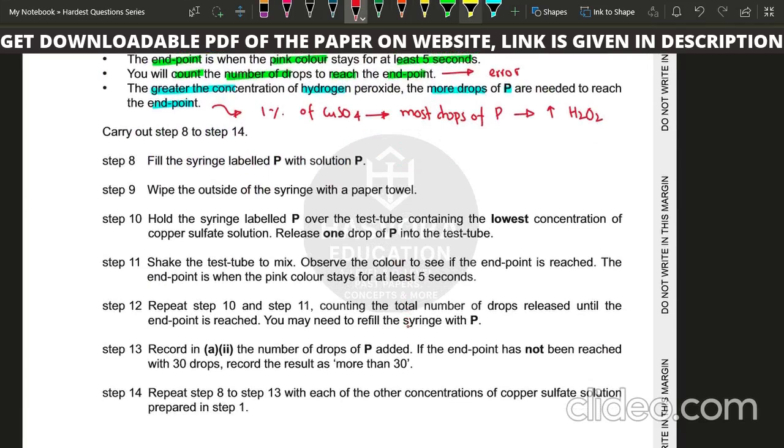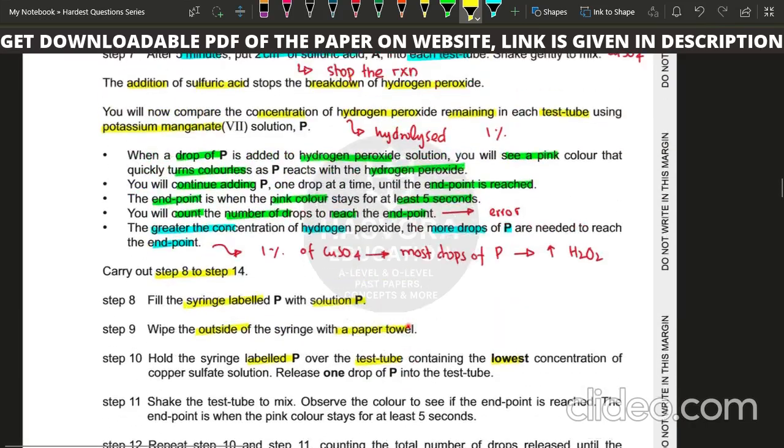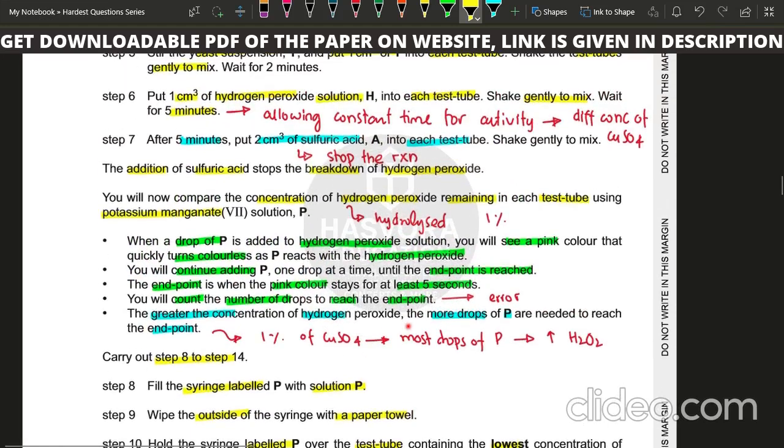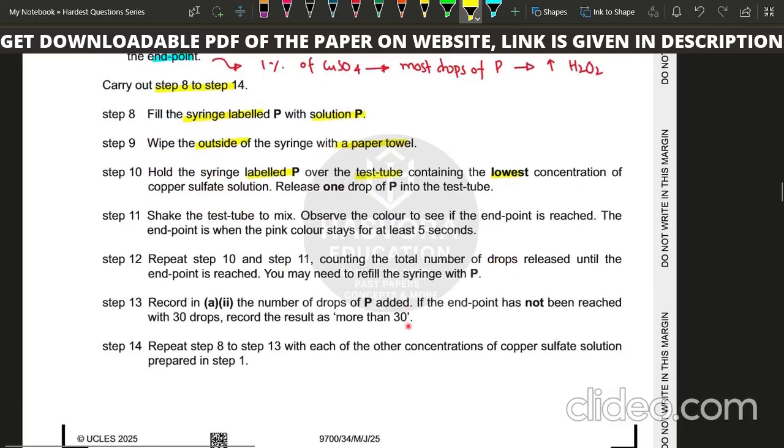Now he is telling you to carry out steps 8 to 14. Fill the syringe labeled P with solution P. Wipe the outside of the syringe with a paper towel. Hold the syringe labeled P over the test tube containing the lowest concentration. But you have to do this after you actually do the whole experiment. You have just added the sulfuric acid, you have just finished this one. Then you have to do it with all of the syringes and all of the test tubes. So you have to add the P to each of the test tubes, starting with the lowest concentration.